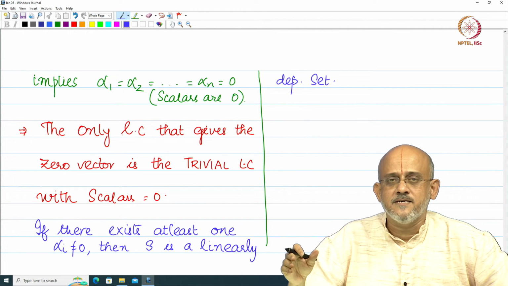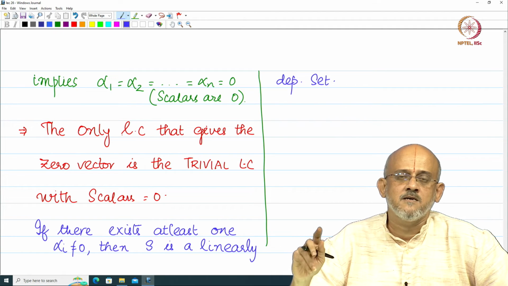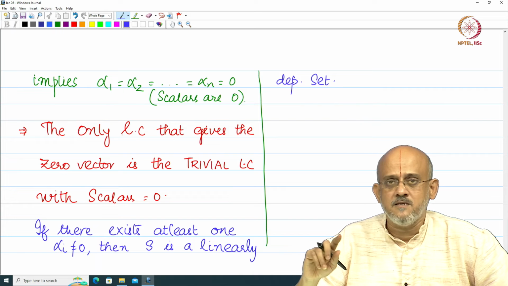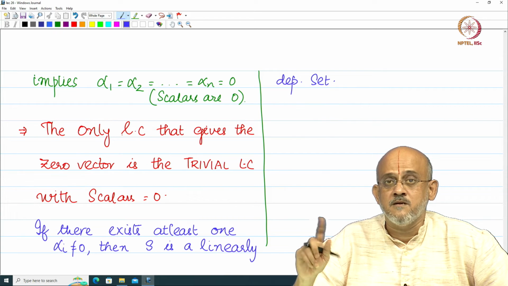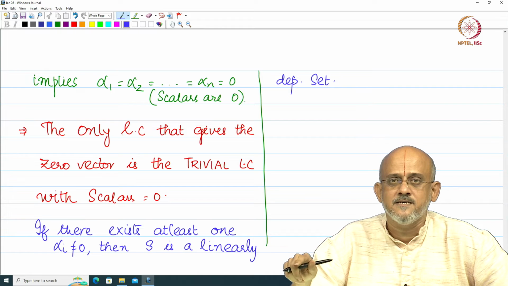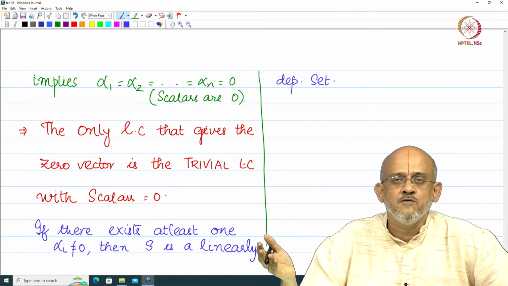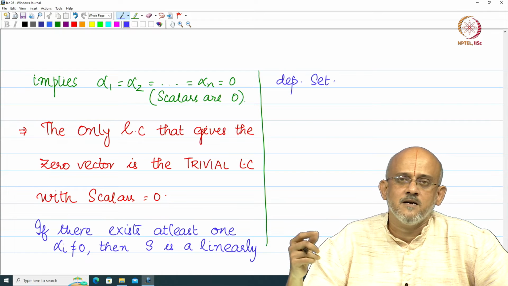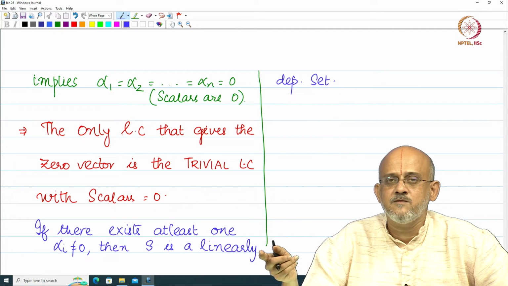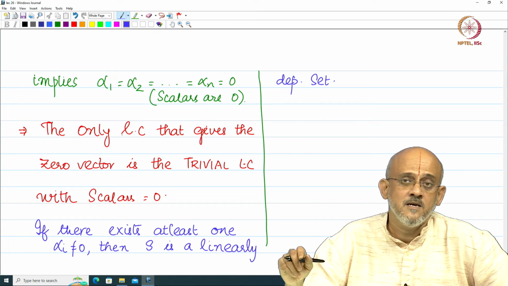If you have a set of vectors, the only linear combination which gives the 0 vector must be the combination where the scalars are all 0. That means you are going to look at a set of non-zero vectors. Whenever there is a 0 vector in the set, it becomes a linearly dependent set, because you can put all the other scalars to be 0 and the scalar corresponding to the 0 vector you can make any real number, it would still give you a 0 vector.